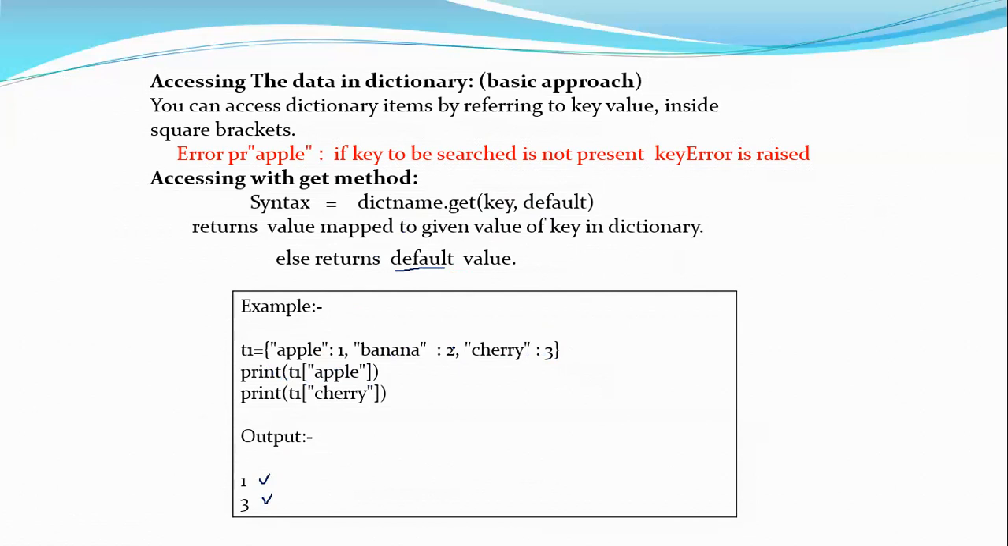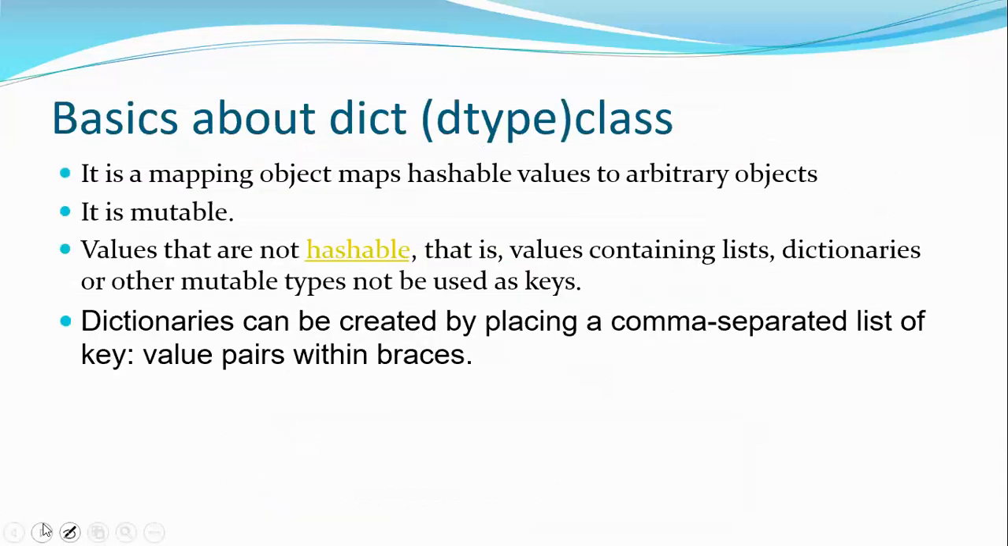Similarly, if I say T1 dot get of, say, orange comma 7, and the particular key orange is not present in this dictionary T1, it will give me the value 7. So that is the use of the get method in a dictionary. In this way, you can access the values in the dictionary with the keys. So the key in a dictionary has some respects and conditions.